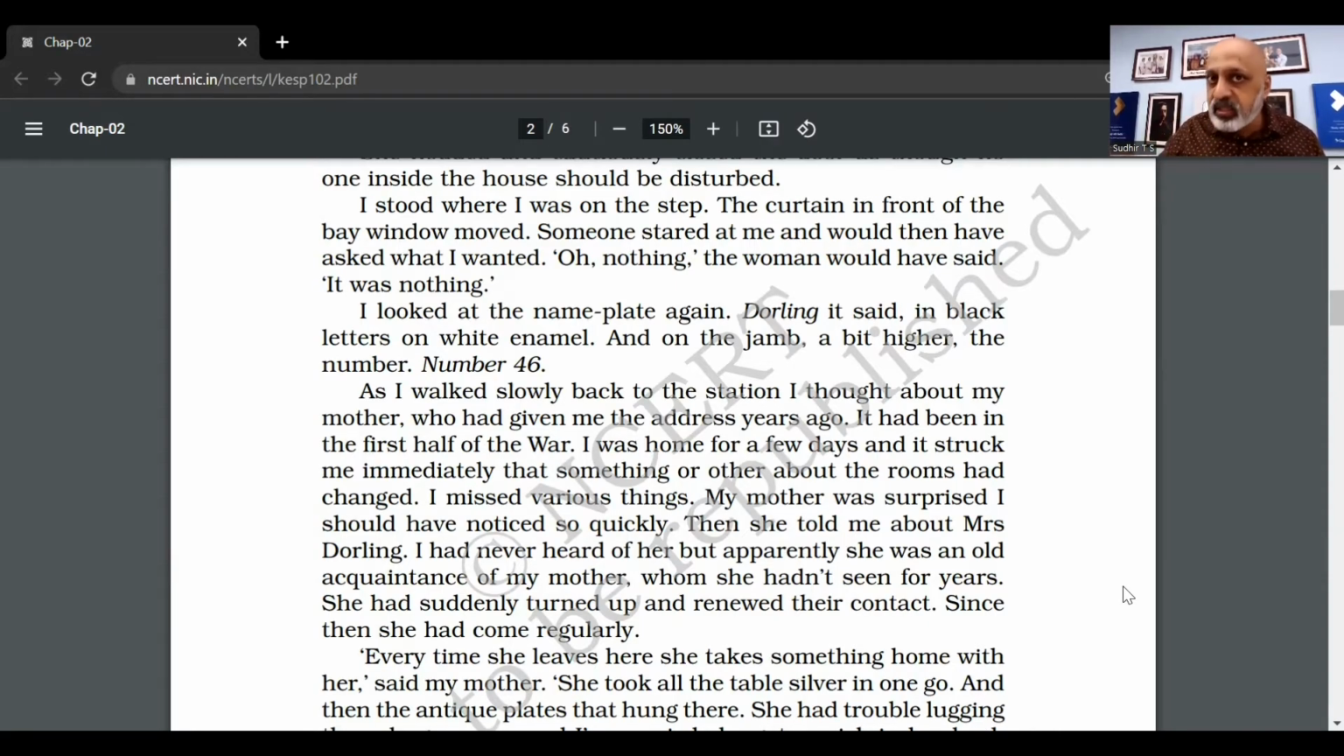So the narrator returns home empty-handed and frustrated. As I walked back slowly to the station, I thought about my mother who had given me the address years ago. It had been in the first half of the war, that is 1939 to 1942. I was home for a few days, and it struck me immediately that something about the rooms had changed. I missed various things, that is, something was going missing from the house.